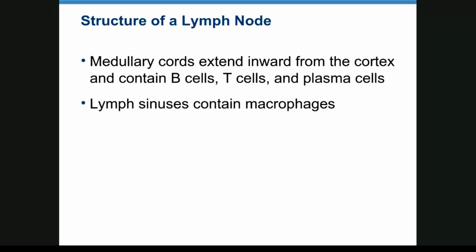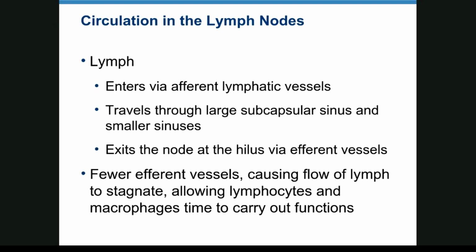Medullary cords extend towards the cortex, and have B cells, T cells, and plasma cells. The sinuses in lymph nodes have macrophages that eat things that need eating. So the lymph comes in through the afferent vessels, travels through these big sinuses, and exits through the efferent vessels. And it causes stagnation, just like I said, and allows those lymph nodes more time to function.